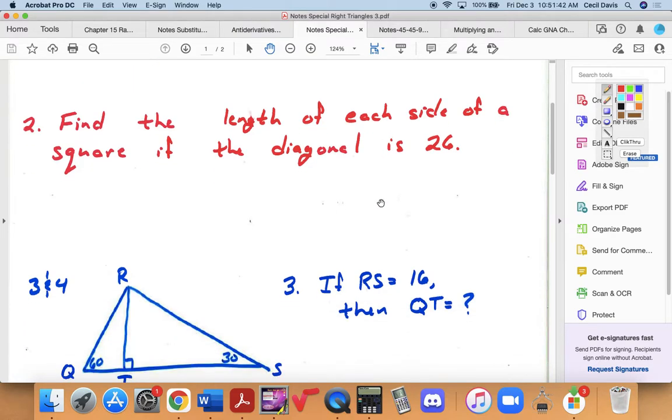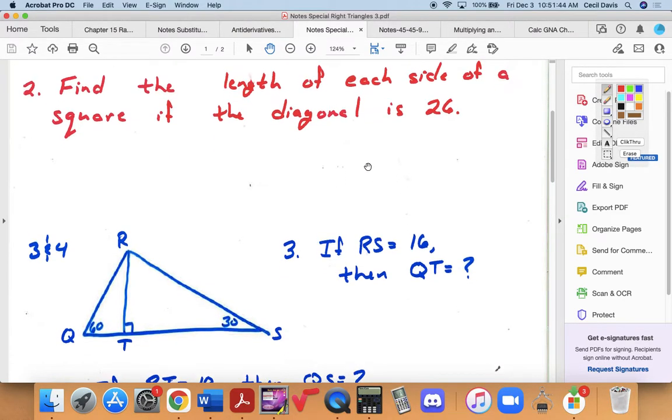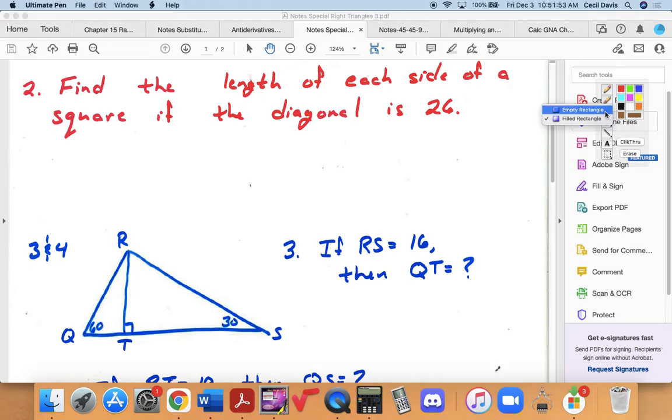So that's like problems you've already done. So is this one, it's just they didn't draw the picture for you. Find the length of each side of a square if the diagonal is 26. So let's draw a square. Make the length of the diagonal 26.